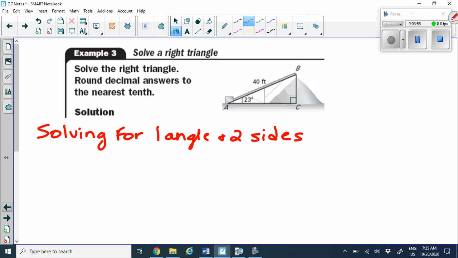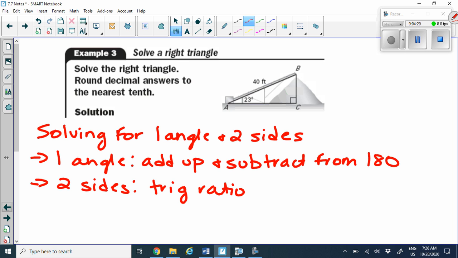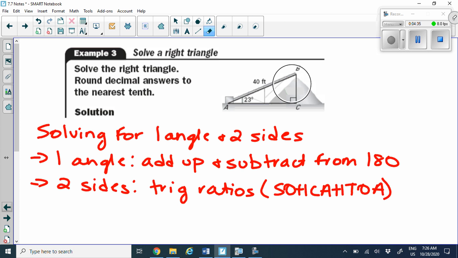So since we're doing this, remember, if we are finding one angle, we're going to add up and subtract from 180. And then with the two sides, we're going to go ahead and use trig ratios. Okay. So we can definitely see we're going to have to solve for B, and then we have to solve for AC and BC for those sides.